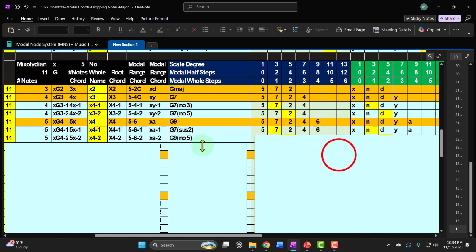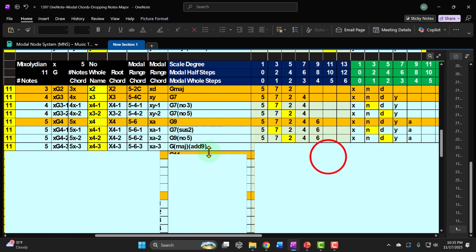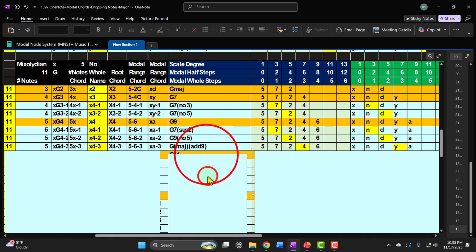And then we could say, okay, what if I drop the 5? That would be a G9, no 5. I'd rather call it a 5x -2 or an x4 -2. What if we are going to drop then the 7? Now that becomes an issue because the 7 is the distinguishing factor to make it a G, a Mixolydian type chord rather than a major chord.